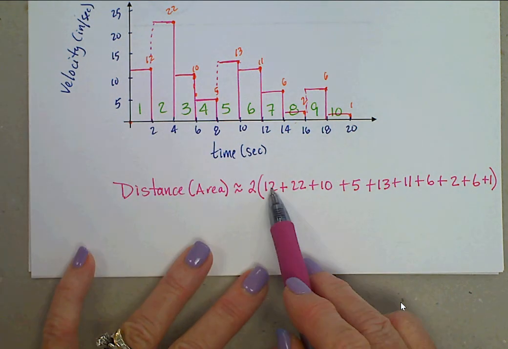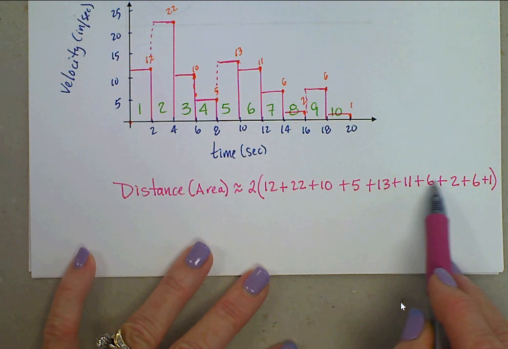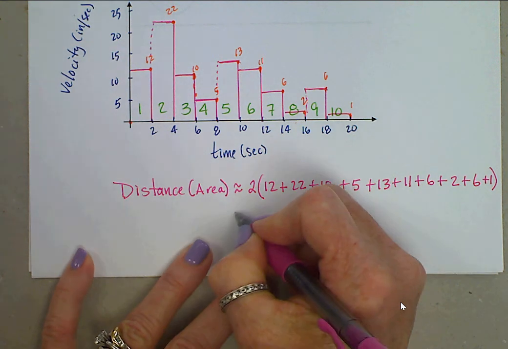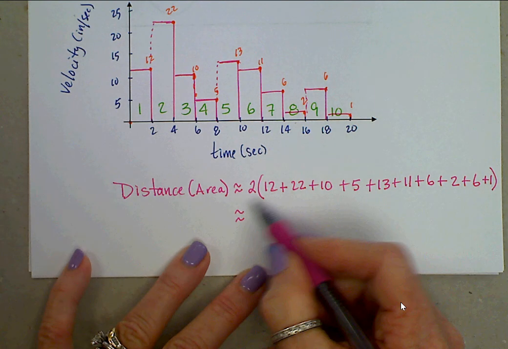Let's check and see. 1, 2, 3, 4, 5, 6, 7, 8, 9, 10. Perfect. Sum these and multiply by 2.